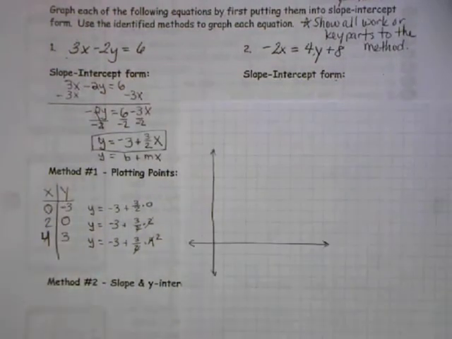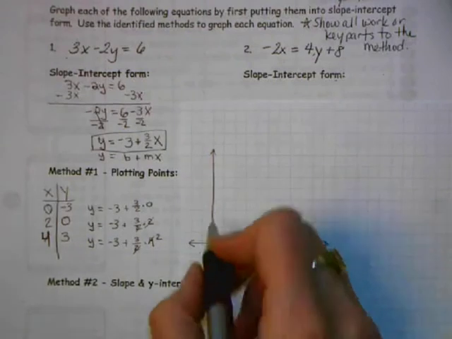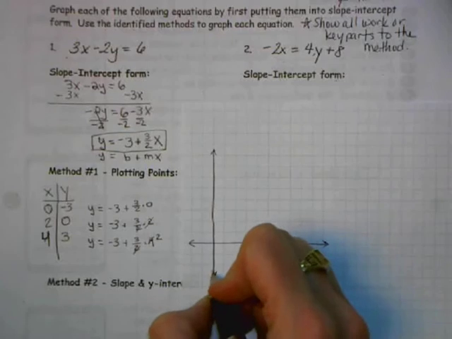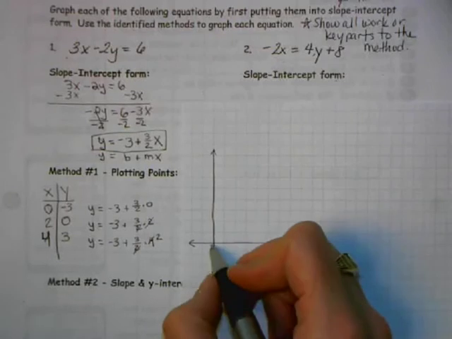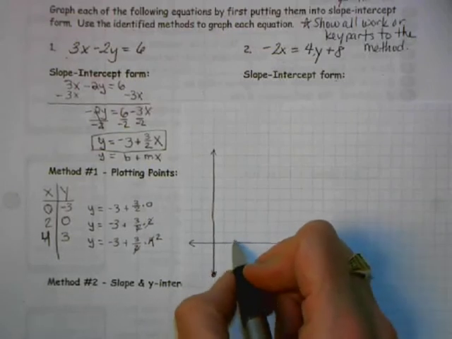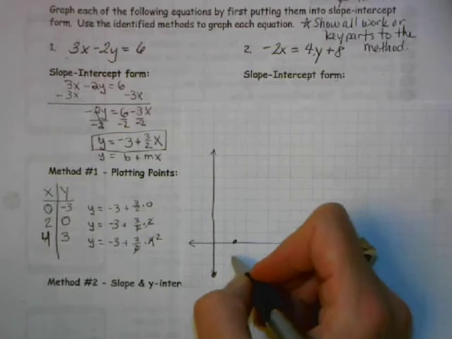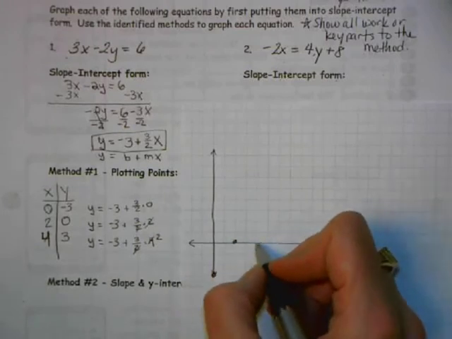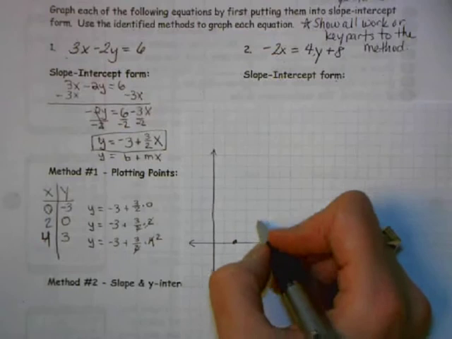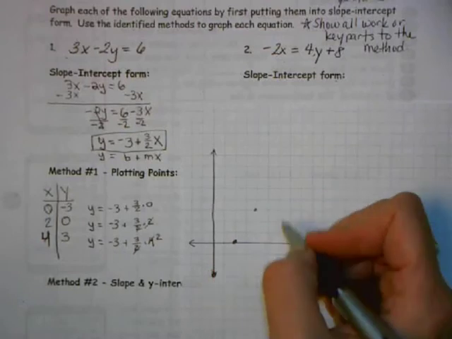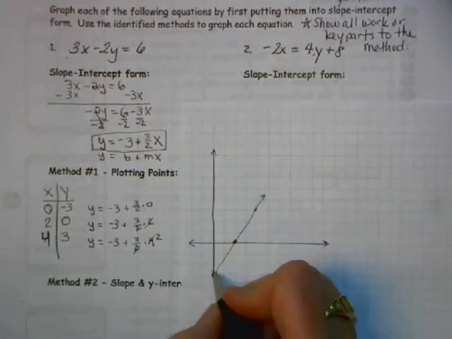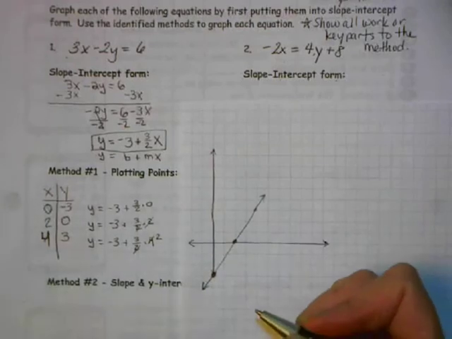Now I've got some graph paper. I'm going to go ahead and plot these 3 points. 0, comma, negative 3, 0, and then go down 1, 2, 3 is this point here. 2, comma, 0, I go over 2 and then up and down, none. And 4, comma, 3, I go over 1, 2, 3, 4, and up 1, 2, 3. And so I can connect these points to get the graph of the equation.